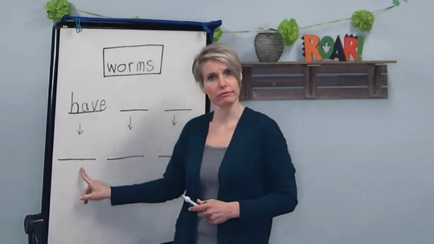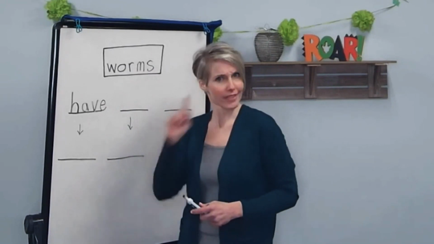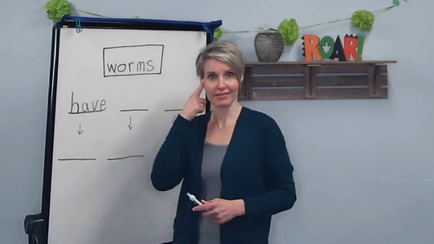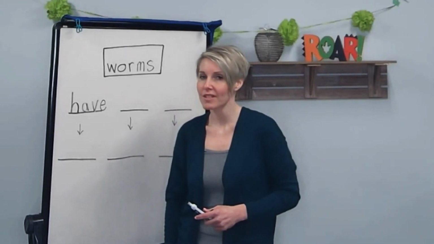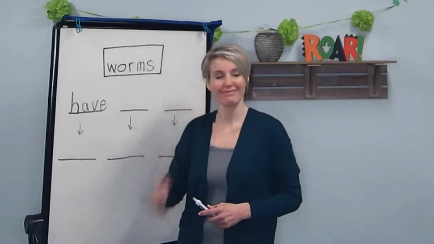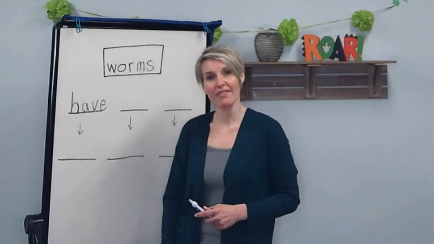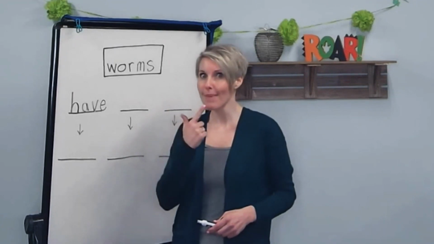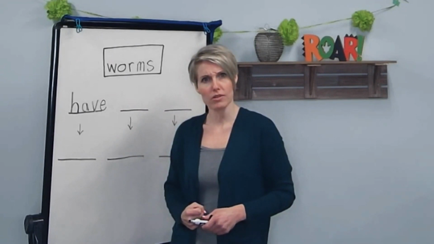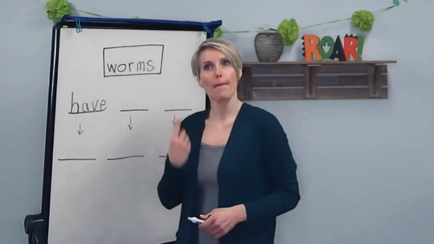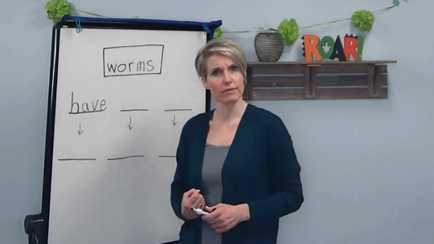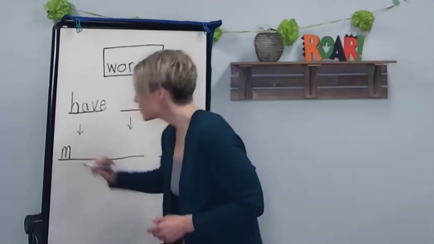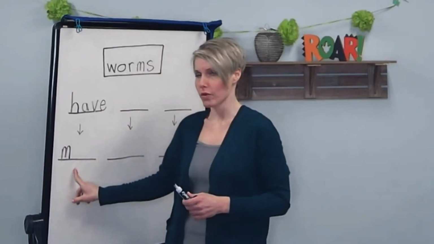What did worms have? Do worms have ears? No. Do worms have eyes? No. Do worms have noses? They do not. What do worms have? That's right, worms have a mouth. Let's think about the sounds in the word mouth. What's that first sound? M. Worms have a mouth.